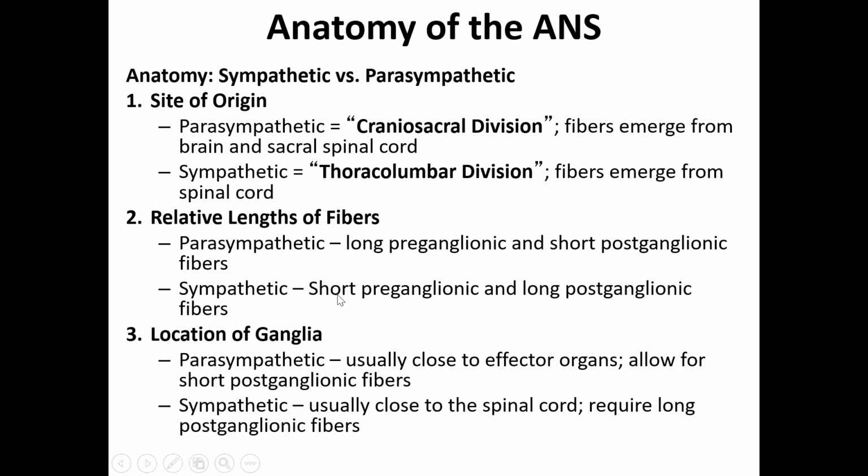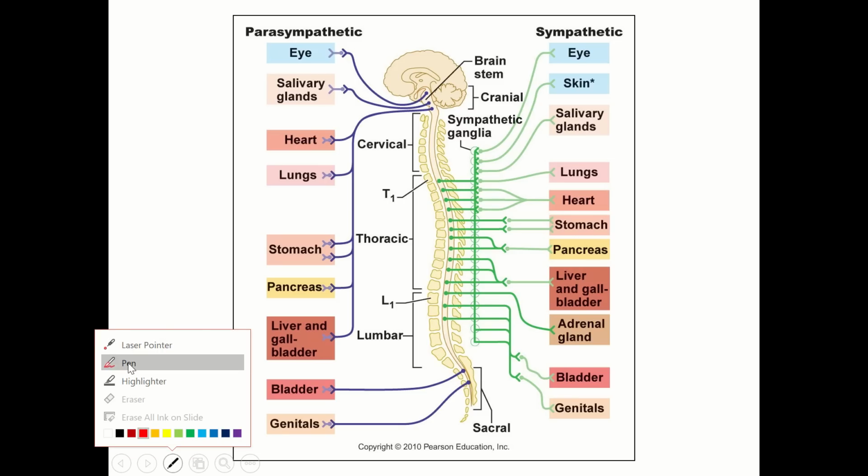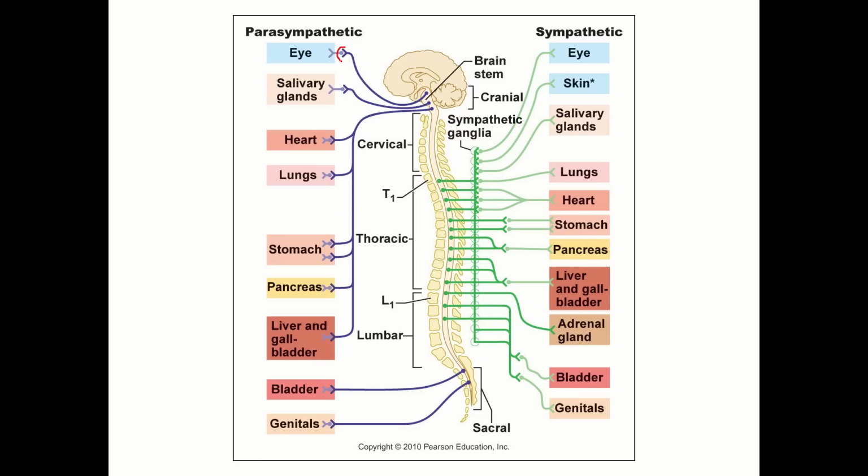Now, as a part of that, you can see the location of the ganglia tend to be very close to the effector organs. You could essentially circle this synapse between preganglionic and postganglionic fibers and label that a ganglion. So right here, that would be a parasympathetic autonomic ganglion. Again, very close to the organ that it's named for.